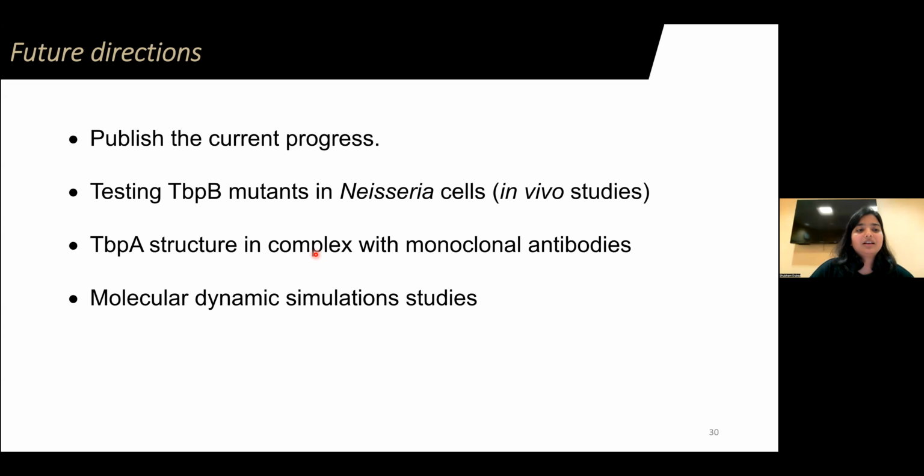And lastly, since we have the iron-bound structure and the non-iron-bound structure, we can do a steered molecular dynamics simulation study to see what leads from one phase to the other, and we can calculate some energetics to see what it requires to open the transferrin C-lobe by TbpA. And one day when everything falls in place nicely, I will write my thesis and graduate.